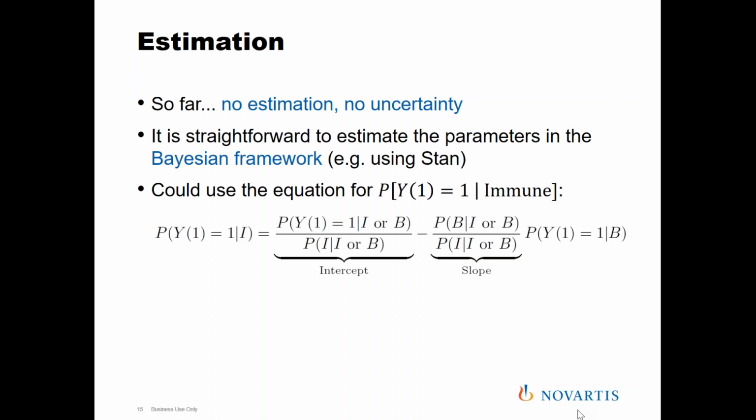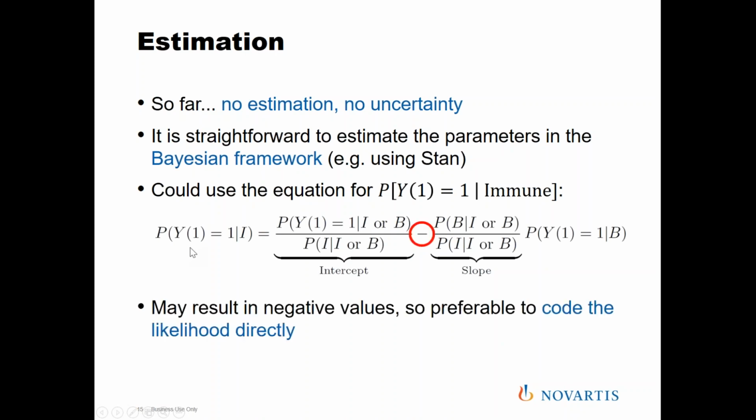You could do your MCMC sampling using the equation we derived for the numerator of the estimand of interest. You could sample based on this equation, but the issue here is we have a negative sign on the right-hand side, so the right-hand side could end up evaluating to something negative, which makes no sense for the left-hand side because that's a probability. So it's actually preferable to code the likelihood directly.